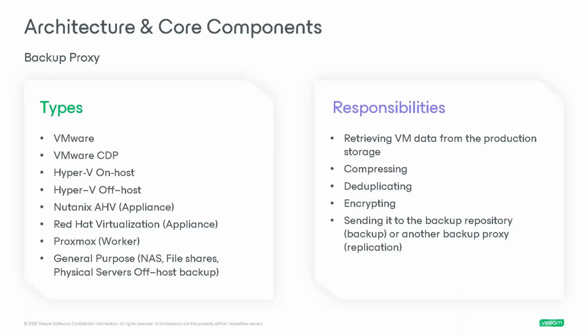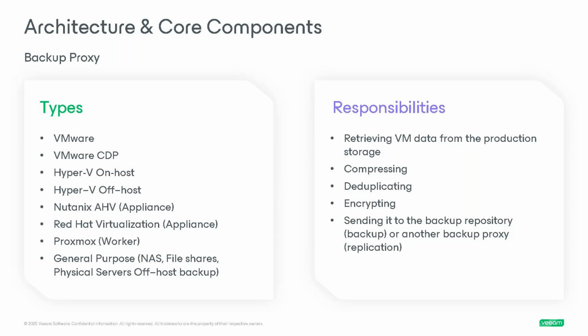So backup proxies, there are many kinds of backup proxies. By default, you'll see the VMware and agent proxies installed, but you can deploy other ones depending on what is relevant to you. There is the VMware proxy, which is for VMware VMs. There is a CDP proxy that's specifically for VMware CDP, which you would need at the source and target site. If you are protecting Hyper-V workloads, by default it would install an on-host proxy. In larger environments, or in certain situations, it would be recommended to deploy an off-host proxy, and we'll discuss that in more detail.